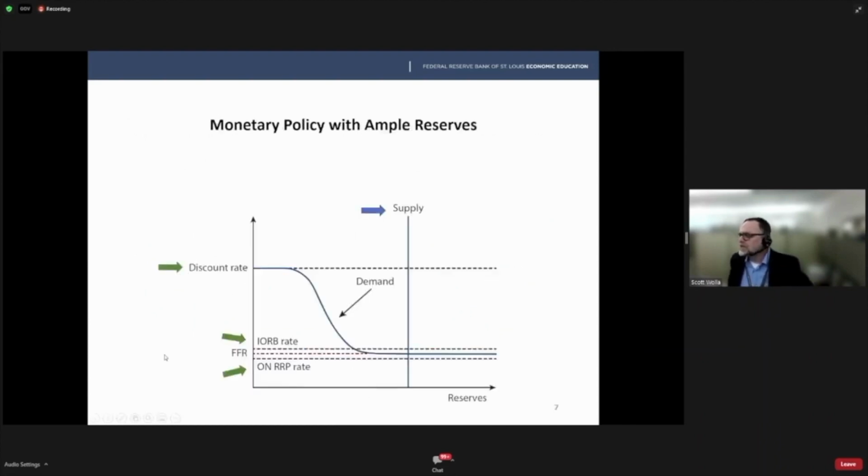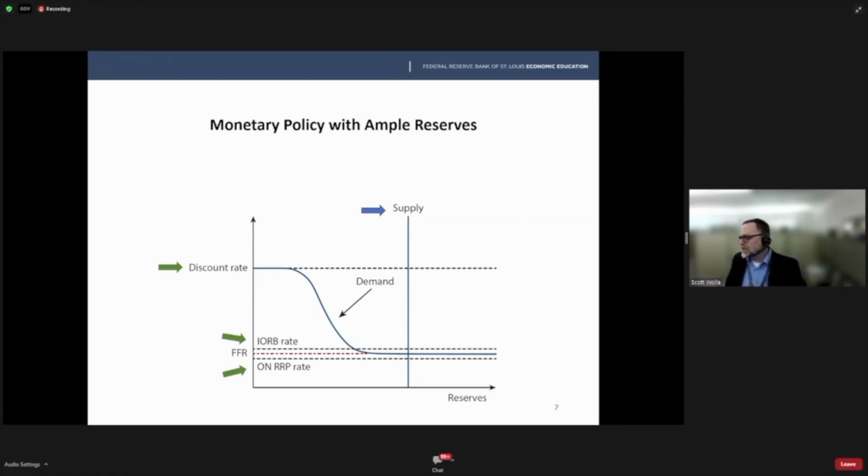So today, this is what the toolbox looks like. This is the graph that we use to talk about the way the Fed implements policy. We're not going to spend a lot of time on this call talking about each of these tools, but you do notice that the green arrows are pointing to what we call the new tools of monetary policy, interest on reserve balances, or the IORB rate, overnight reverse repurchase agreement rate, which is on the graph as the ONRRP rate. The discount rate is held over from before.